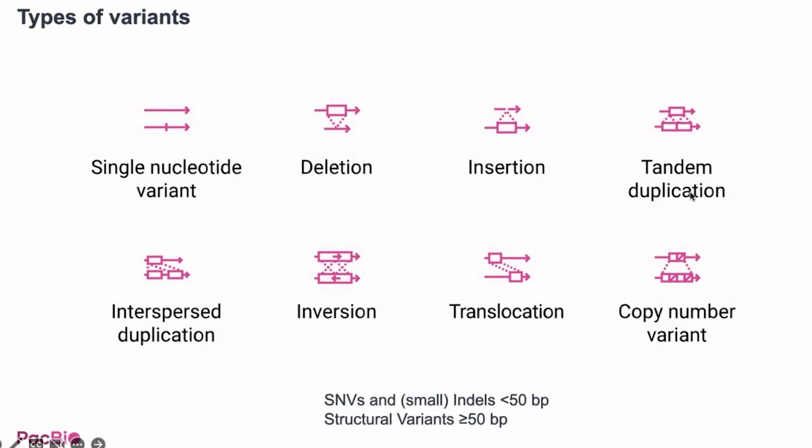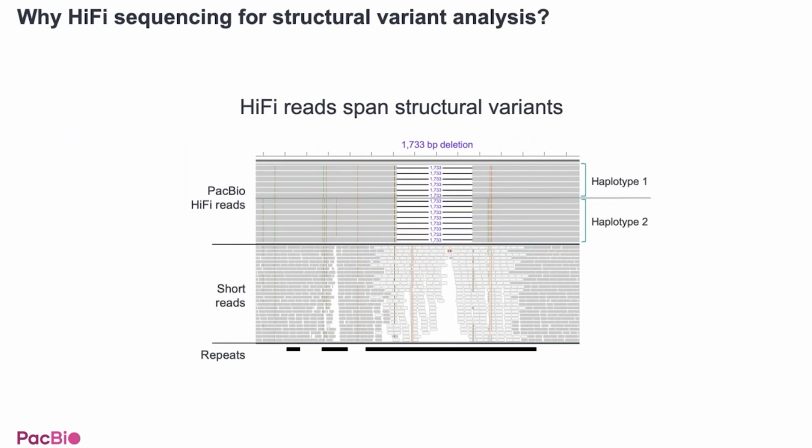So you can think like duplication events, whether those are tandem side by side versus interspersed at another location, inversions, translocations, copy numbers, or even things more specific like we'll talk today about tandem repeats and VNTRs. So why HiFi sequencing for structural variant analysis? Well, one is HiFi reads span these large events.